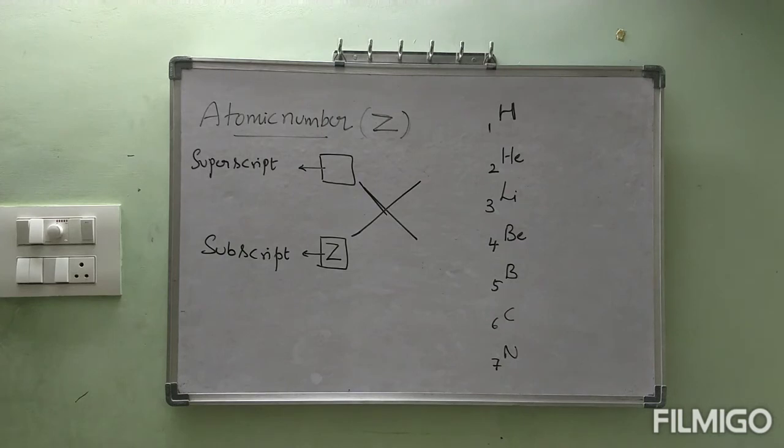Where are we going to represent this atomic number? We are going to represent it in the subscript. The subscript location I have shown for you. That X is the general representation. If H is the symbol, where do we write that 1? In the subscript. Like that. Next, we will go for mass number.